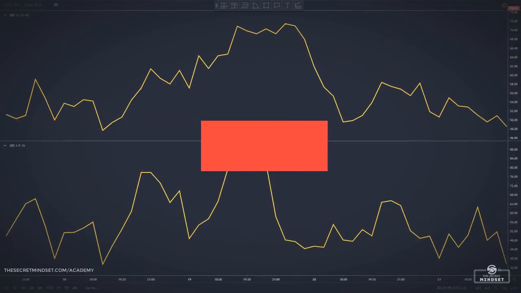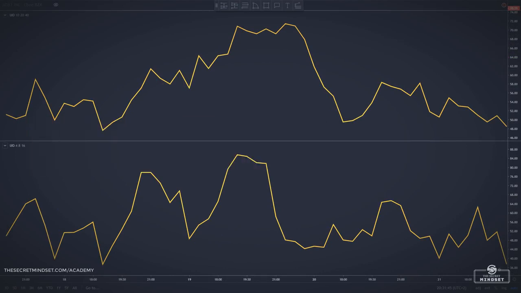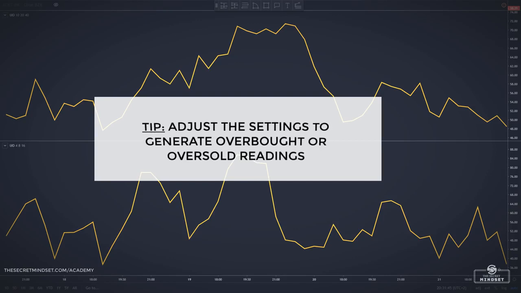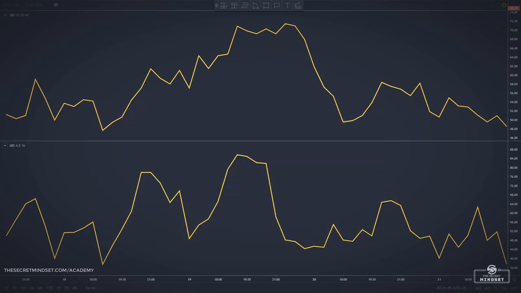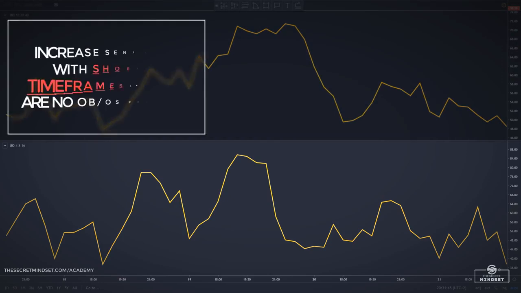Here are some important observations regarding timeframes. The ultimate oscillator can be used on intraday, daily, weekly, and even monthly charts. It is sometimes necessary to adjust its settings to generate overbought and oversold readings, which are part of the buy and sell signals. Some stocks or securities may not generate overbought or oversold readings with the default settings of 7, 14, and 28. You need to increase the sensitivity with shorter timeframes.